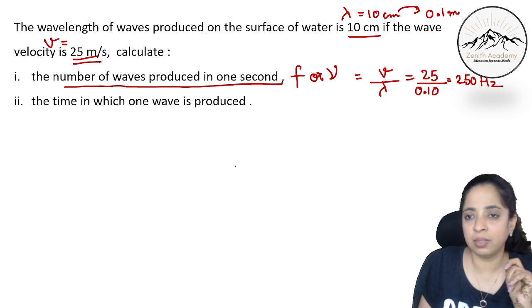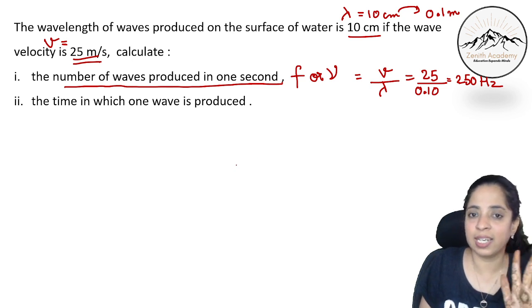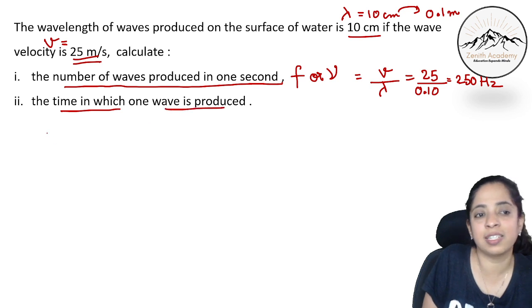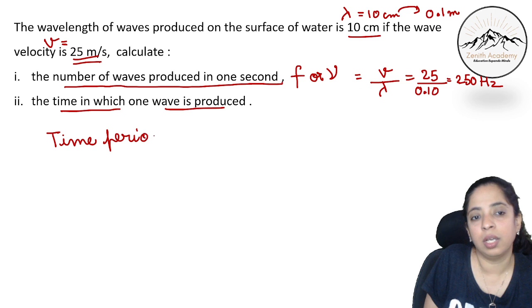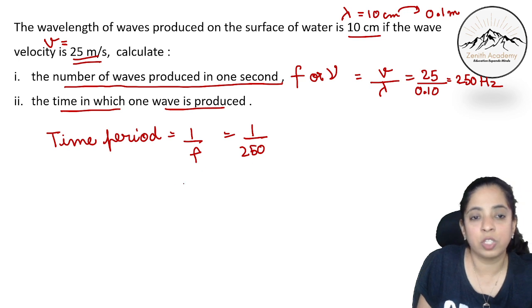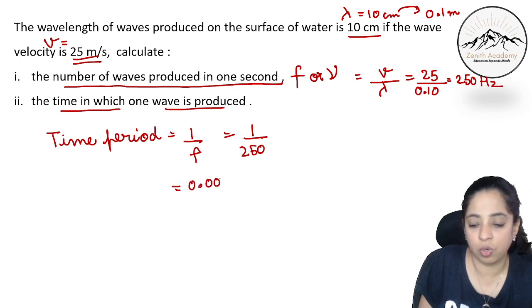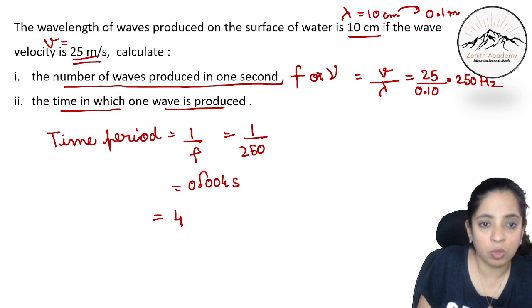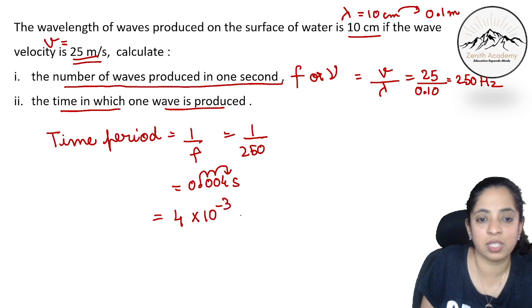Clear? Clear kids? Now time in which one wave is produced is nothing but time period. So time period is equal to 1 by frequency. So it will be 1 upon 250, which will be 0.004 seconds. If we want to write it in a nicer form, then it is 4 × 10⁻³ seconds.